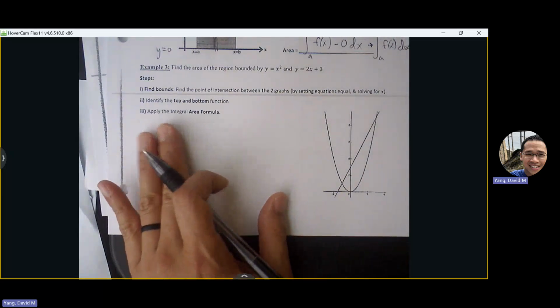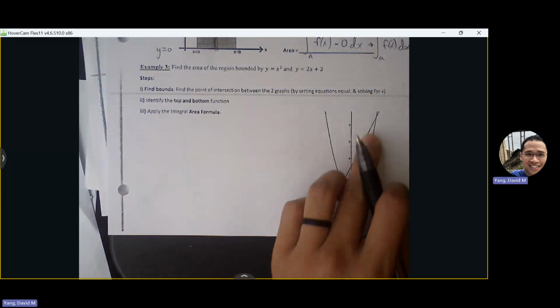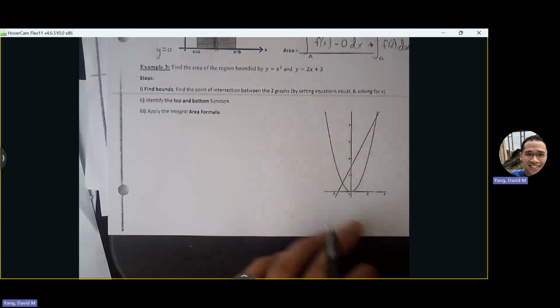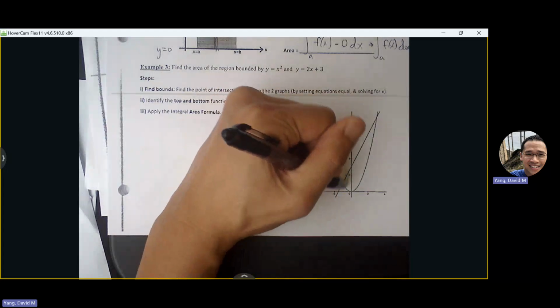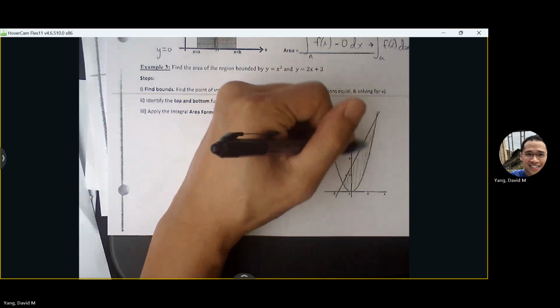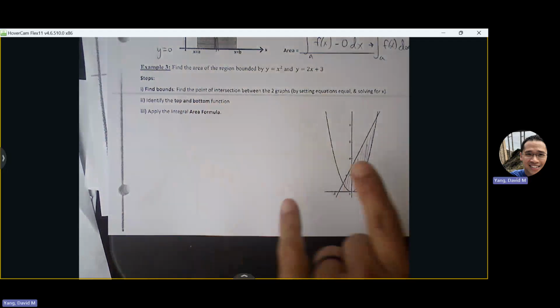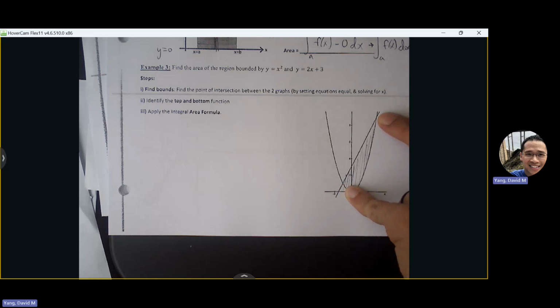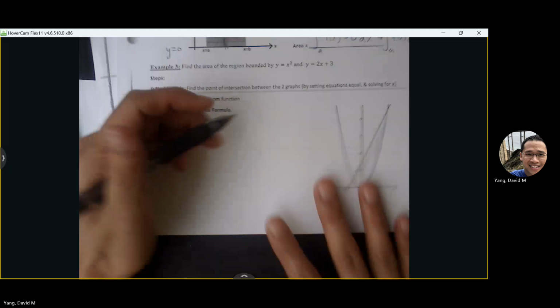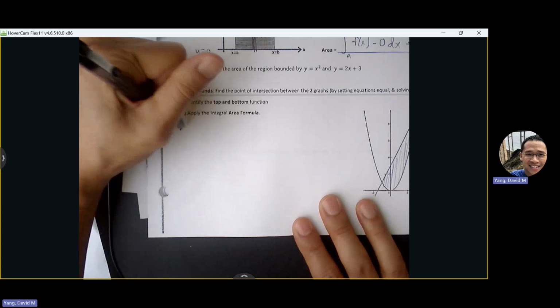All right, so here's example 3. Find the area of the region bounded by the curve y equals x squared, that's the parabola that you see, and the linear graph 2x plus 3. So step 1, find the bounds. We want to find the intersections. The intersections will get us the boundaries that we need. So we'll set the equations equal.